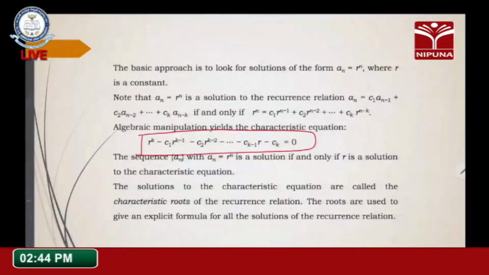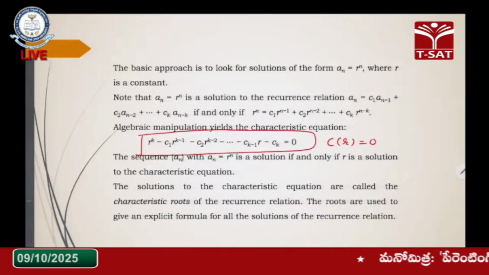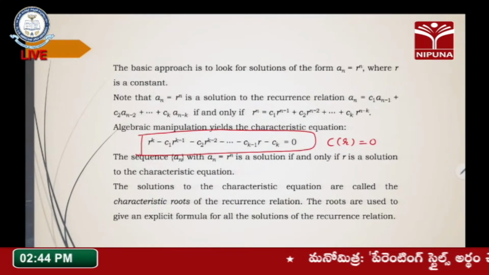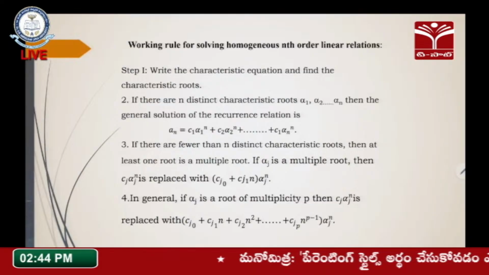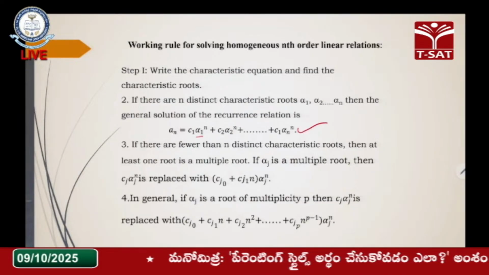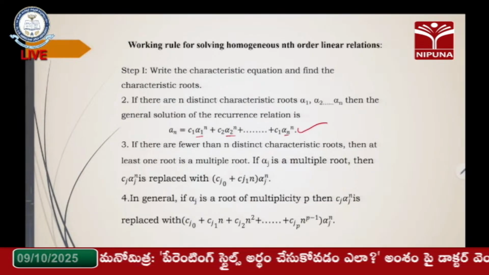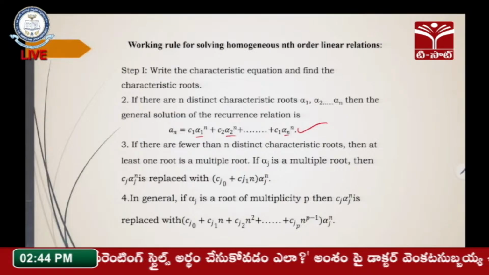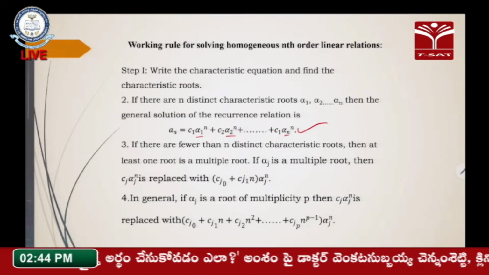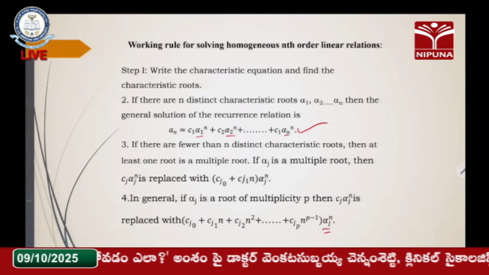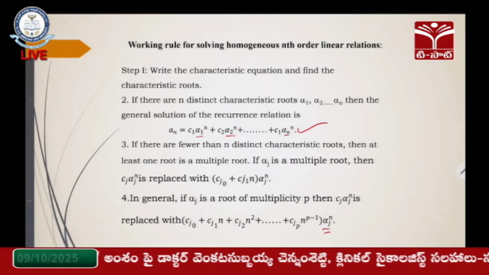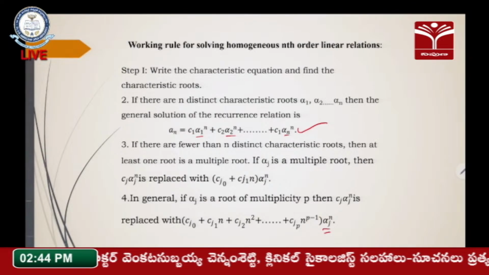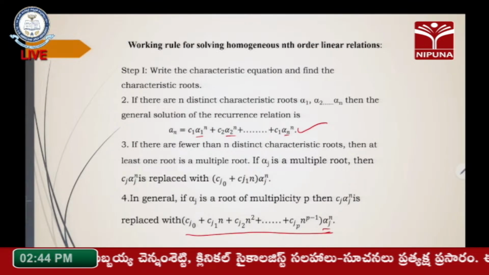See, as I told you, this is my characteristic equation. You can say this is C of r equal to 0 instead of C of t. This is a kth degree relation, so it has k roots. If all the roots alpha 1, alpha 2, up to alpha n are distinct, this is the solution. If any root alpha j is repeated p times, then this is the solution, the generalization of this.